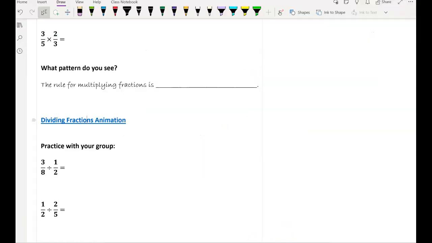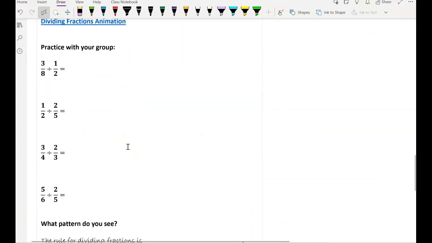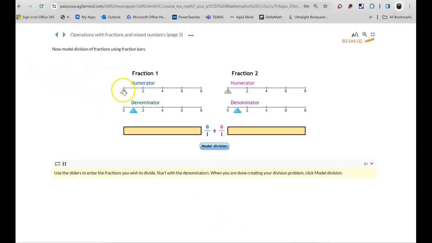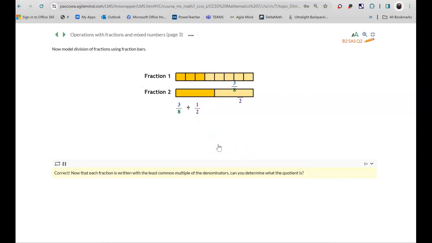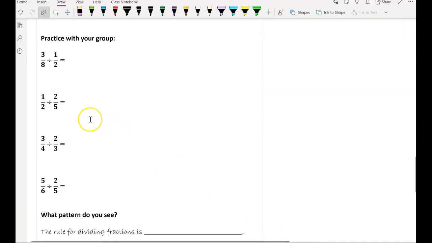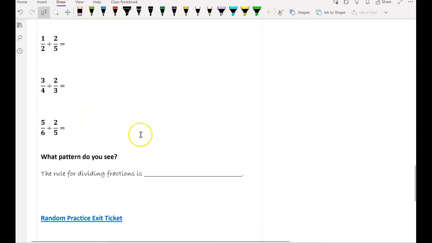And you'll go back and try the problems that I've sorted out for you. 3/8 divided by 1/2. Start with that one. Go back. So 3/8 divided by 1/2. And we'll model the division, and it's going to tell you everything that you need to do. You'll do this process on your own. It's a very interesting process that they've come up with.